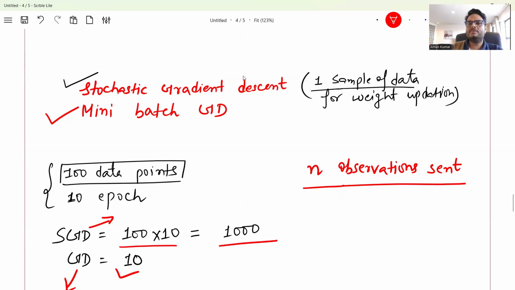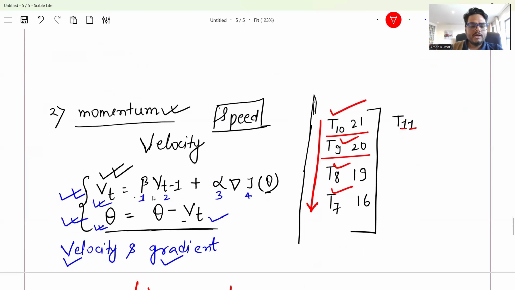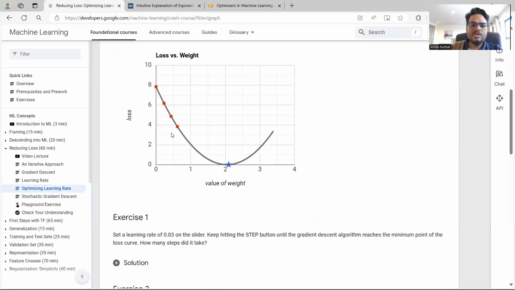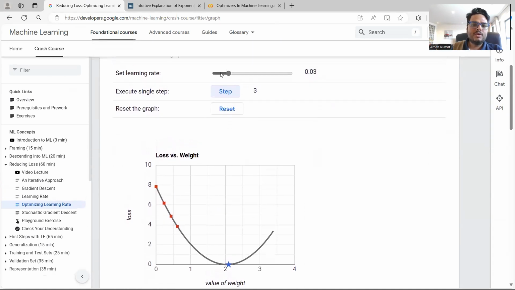In stochastic, you send one sample of data for weight updation. In mini batch, you send something between 1 and n, n being the total number of observations, which is how much you are sending in the batch. So if there are 100 data points and 10 epochs, SGD will update your weight 1000 times, while normal gradient descent updates it only 10 times. And I showed you the example in Google Developers of how your weights get updated with the update of learning rate. Try to understand what happens when we decrease or increase it.